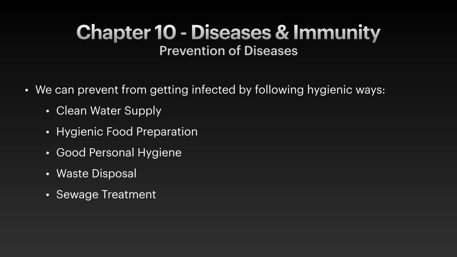Fourth is the waste disposal. Proper collection and disposal of household waste prevents it from attracting disease-carrying pests like rats and flies. Fifth is the sewage treatment. Treating sewage before releasing it into the environment prevents contamination of water supplies. Sewage treatment plants use biological and chemical processes to remove pathogens and harmful substances.